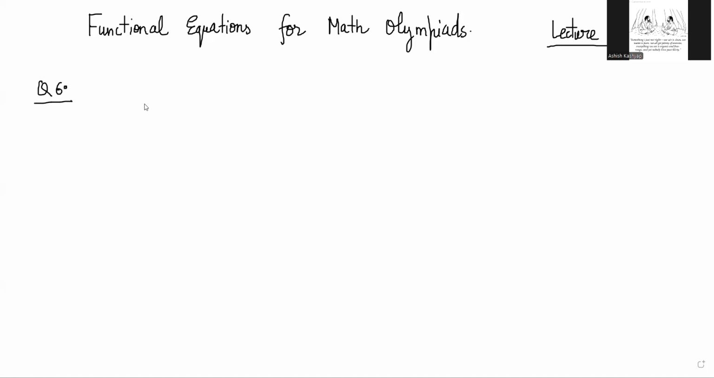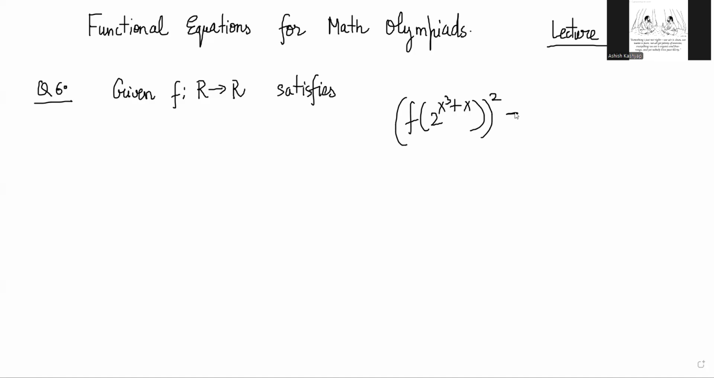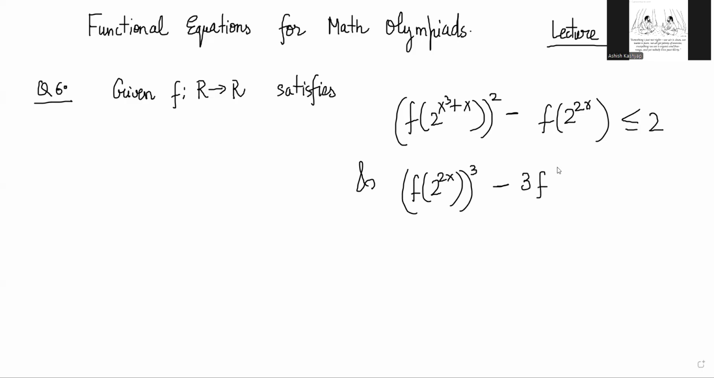This is question number 6, continuing from the last class. And this says, given f goes from R to R, satisfies the condition f of (2^(x^3+x)) whole square minus f of 2^(2x) is less than or equal to 2, and another condition f of (2^(2x)) whole cube minus 3 times f of 2^(x^3+x) is greater than or equal to 2.